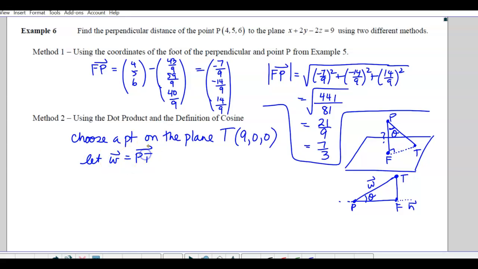All right, so we want to find PF, that particular vector. PF, well, what is it? Remember, it's the projection of W onto N. So N goes all the way here. I can start here if you want, but we don't know how long N is. But PF is the projection of W onto N.